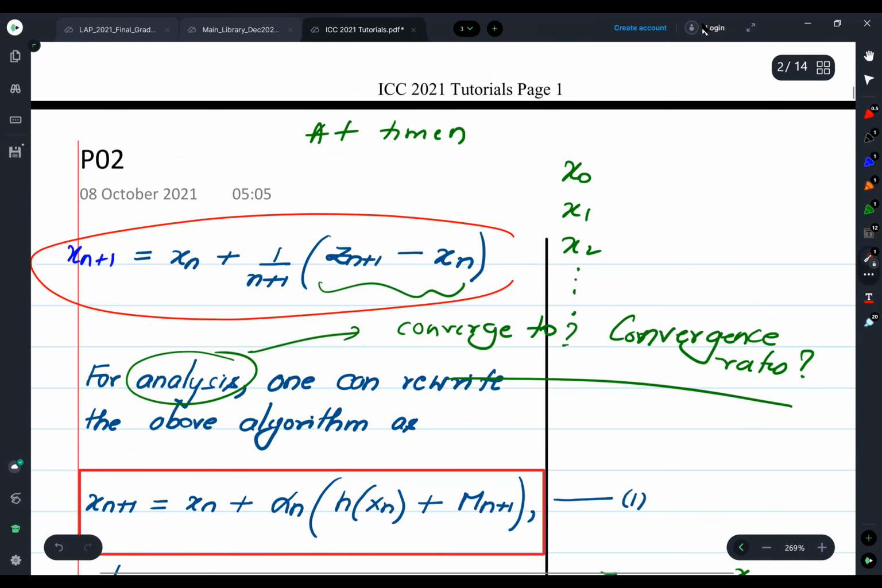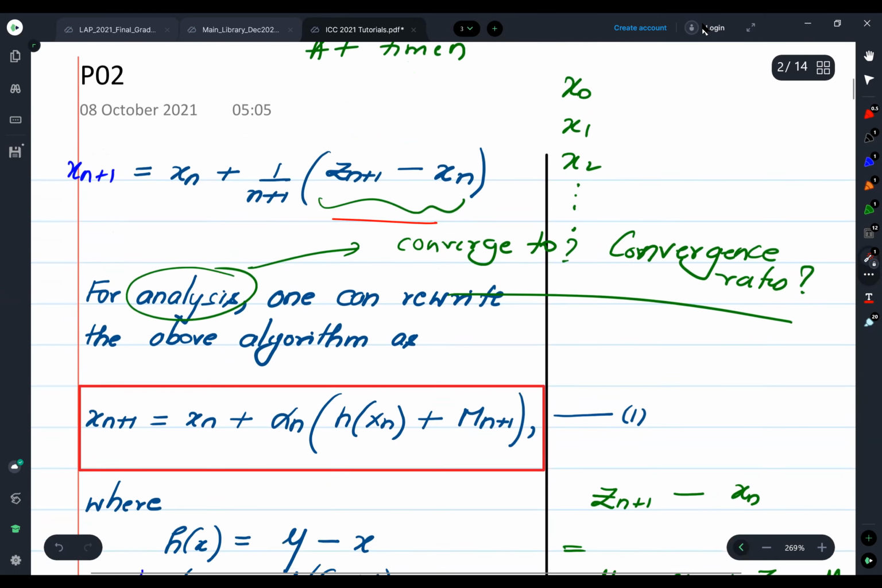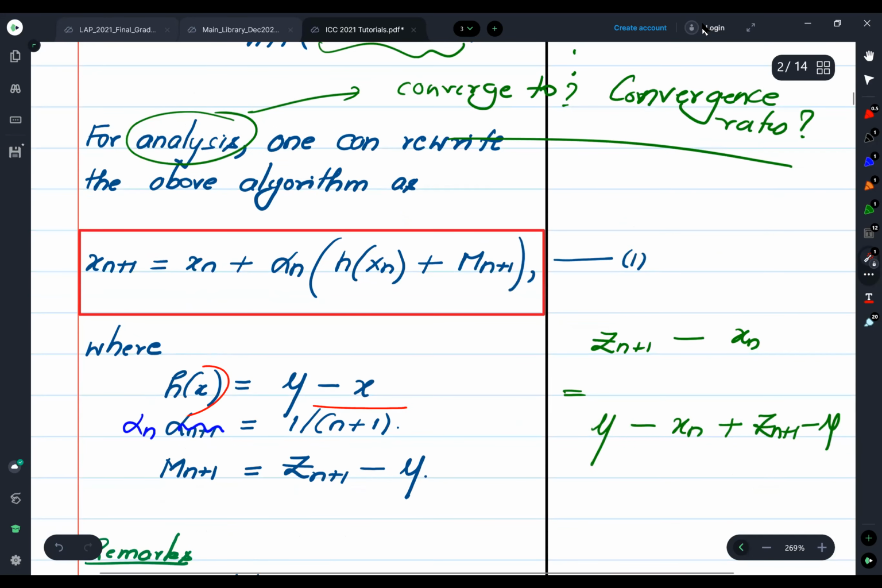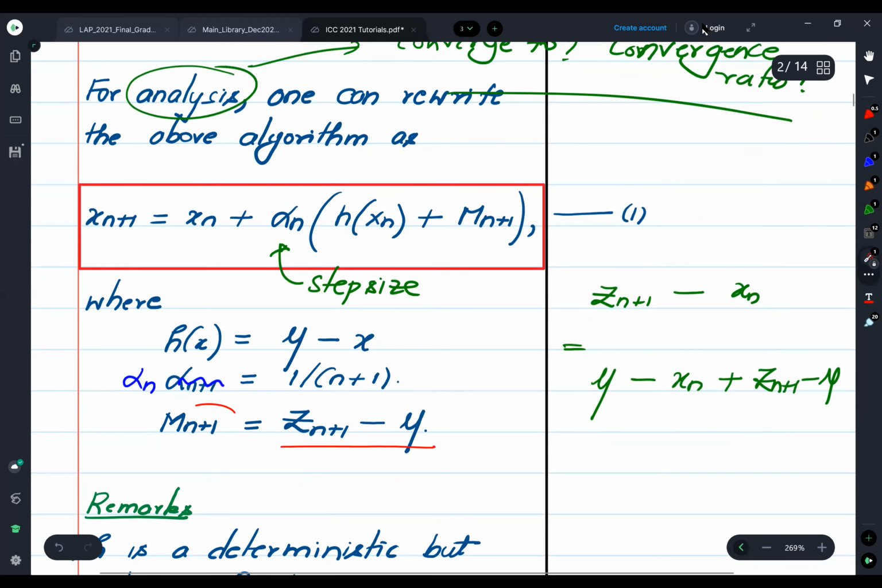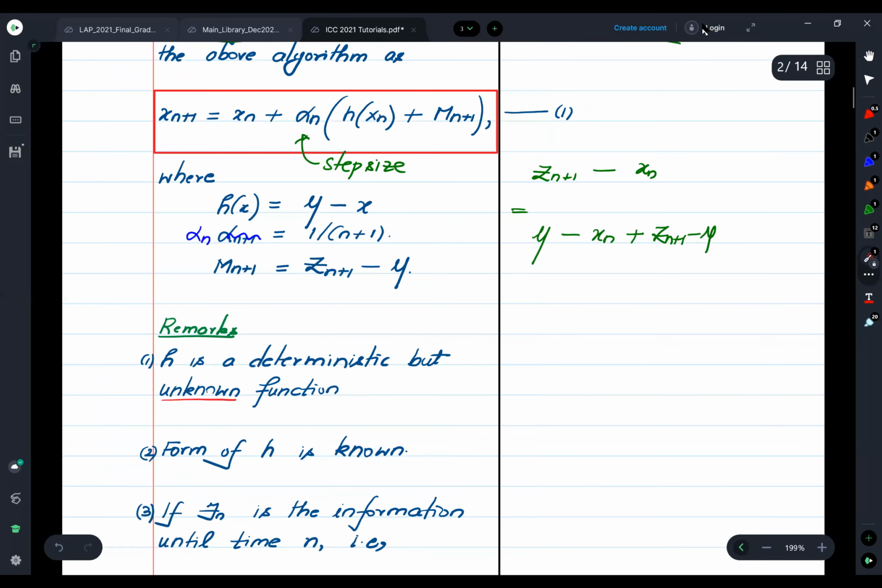I have this algorithm to evaluate the mean of a random variable. I have just massaged it, and I'm saying that I can rewrite it in this form, where h has this form, alpha n is basically 1 over n, and I will refer to this as the step size. And this is Mn plus 1, which is Zn plus 1 minus mu. Let us make some quick observations about what I have over here.